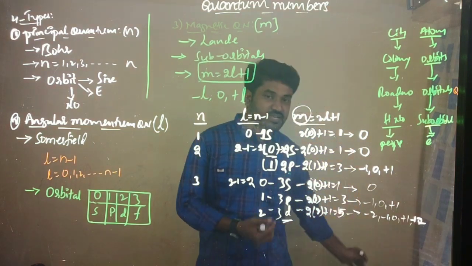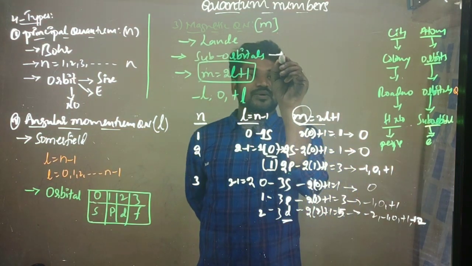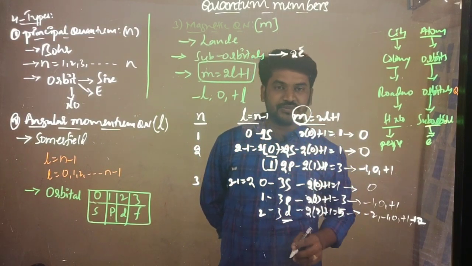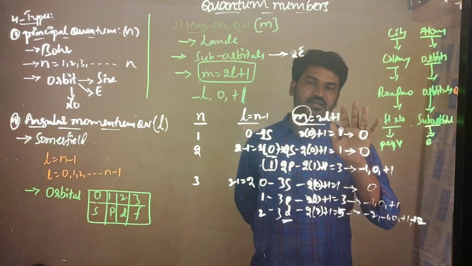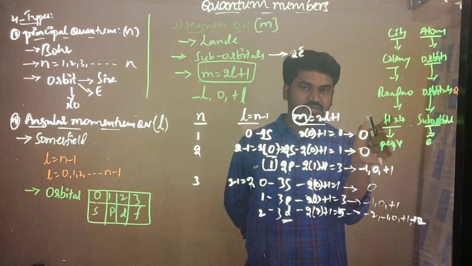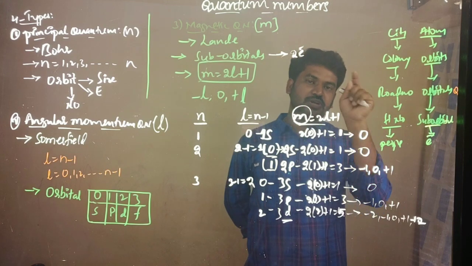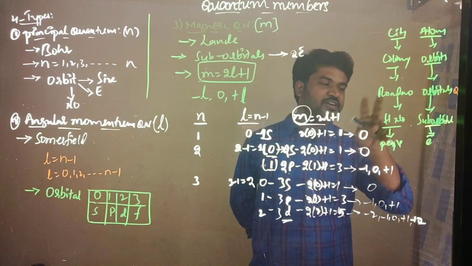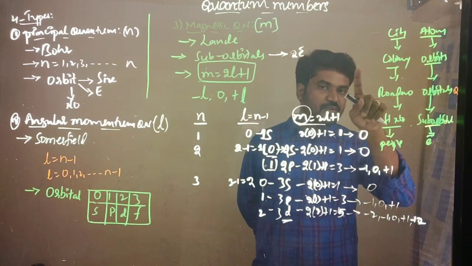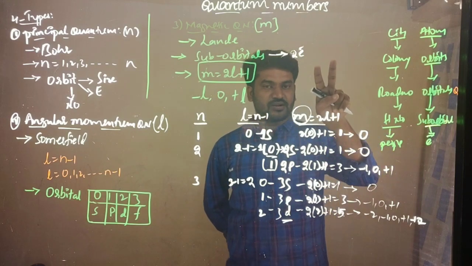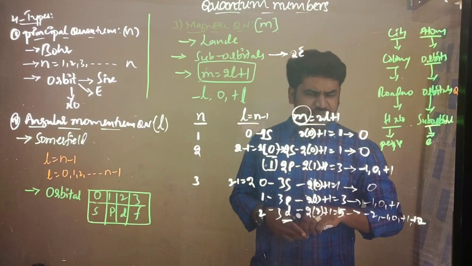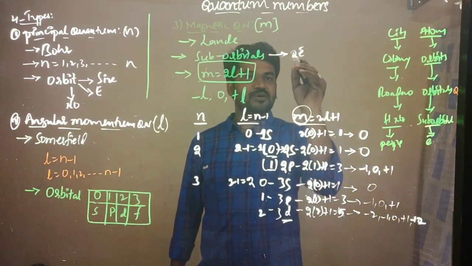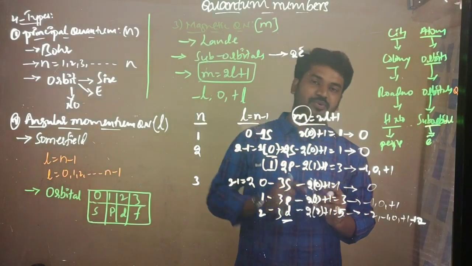Now we need to remember some things. In each suborbital a maximum of 2 electrons can be placed, like in a house. Suppose in a house there is one room. In that room only 2 members can sleep. That means there is only a chance for 2 members, no? Same way here in suborbitals, in one suborbital there is only space for 2 electrons. One can exist, 2 can also exist, but 3 cannot be, right? So a maximum of 2 electrons can be placed in a suborbital, right?